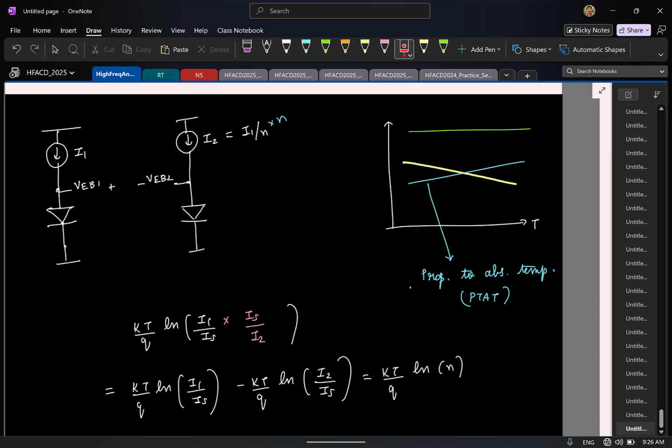If I put two identical circuits in parallel, will the voltage change? I don't want to change this voltage, but I'm putting N current sources in parallel. So to keep this voltage the same, what should I do here? I should put N diodes in parallel. So you have one diode here, and here I have N diodes.